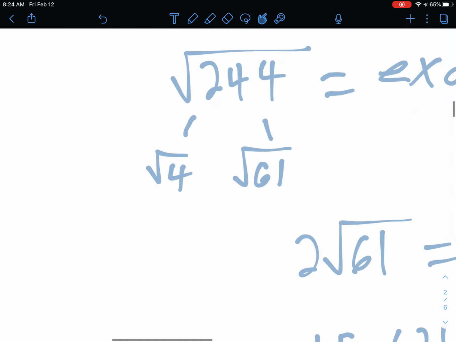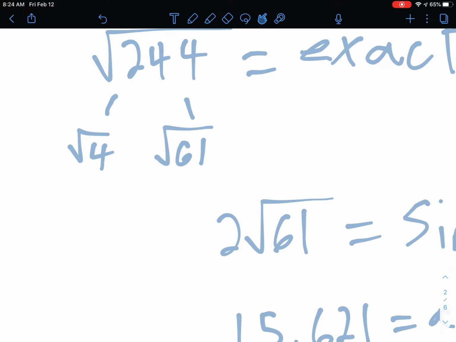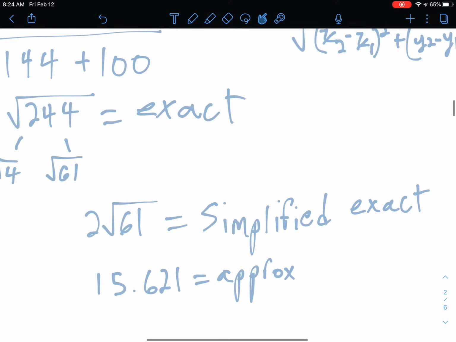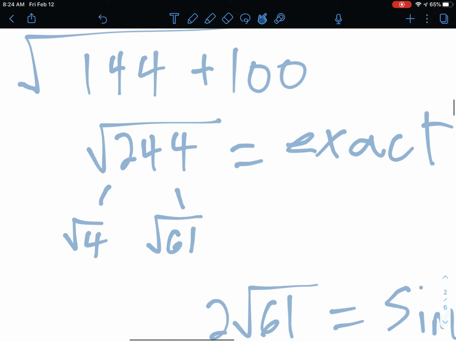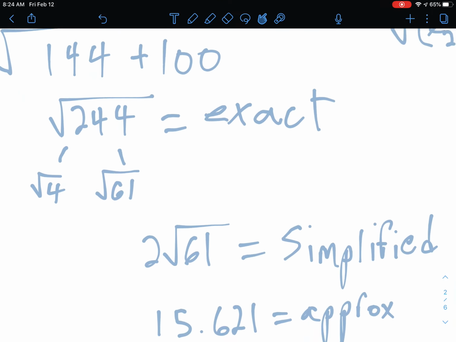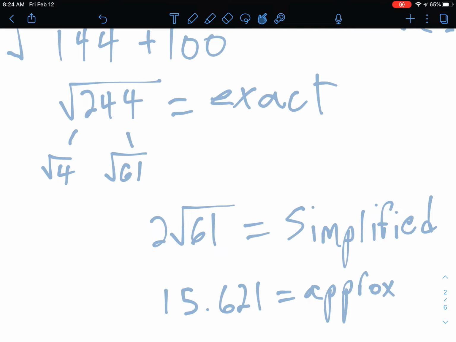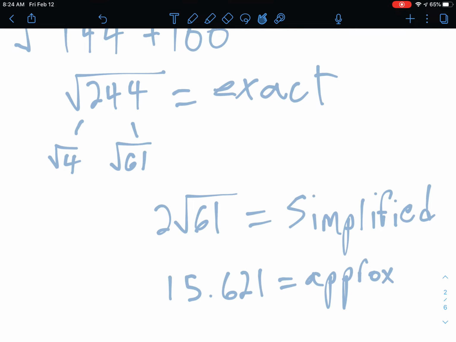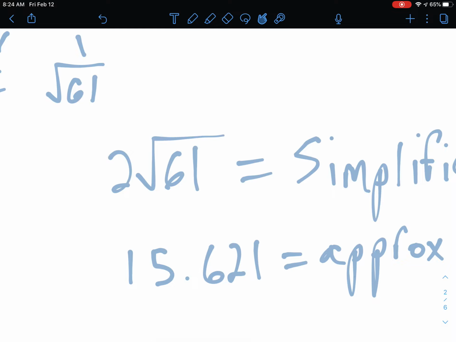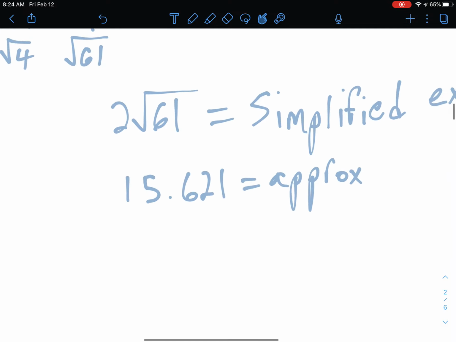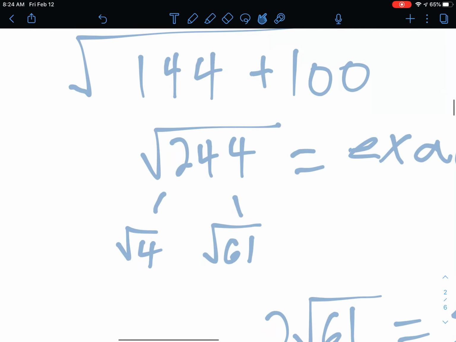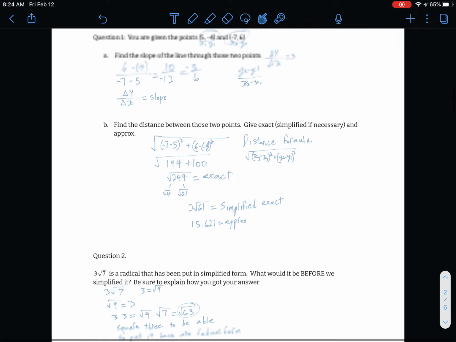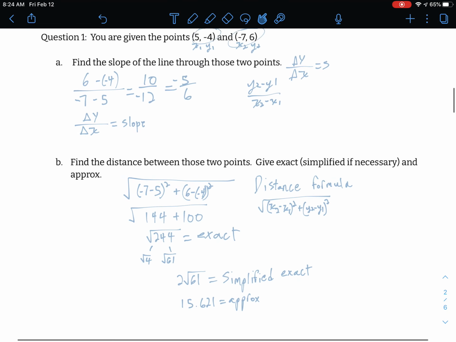Now if we simplify this, we get radical 4 times radical 61, and radical 4 just equals 2, so we get 2 radical 61, and that is the simplified exact answer. And then if you put it in a calculator, it's going to become 15.621, and that's the approximate answer. This is only the approximate answer. This is not the exact, because you can't find the exact answer to this. But I hope that explained it well enough, and I hope you guys understand.